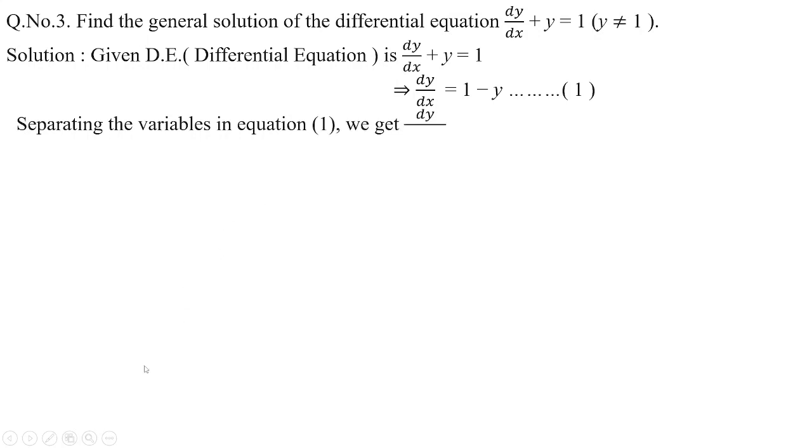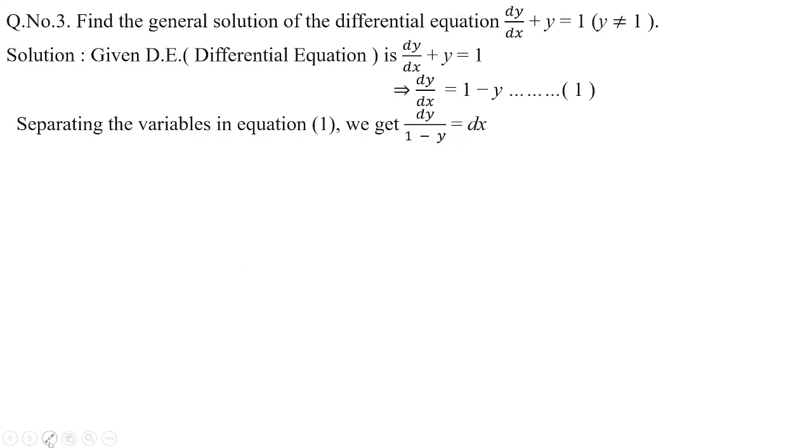Separating the variables in equation 1, we get dy by 1 minus y is equal to dx. In equation 1, we separated the variables and we got this equation: dy by 1 minus y equals dx.